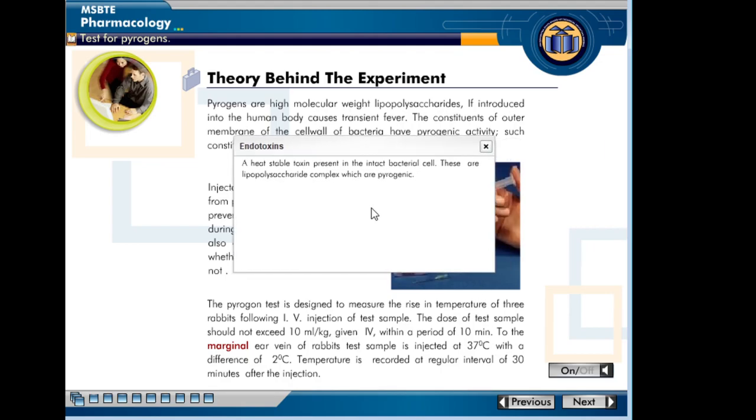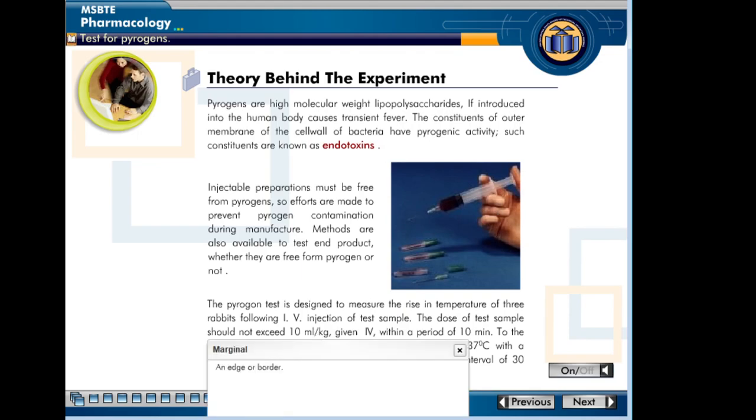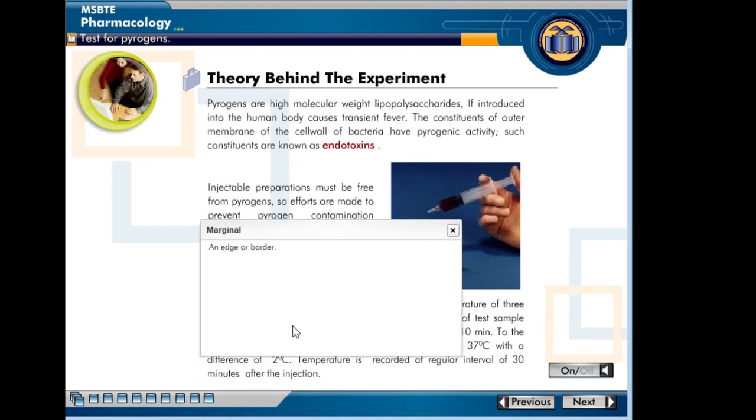Endotoxins: a heat-stable toxin present in the intact bacterial cell. These are lipopolysaccharide complexes which are pyrogenic. Marginal means an edge or border.